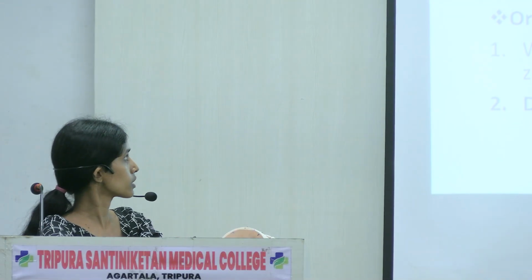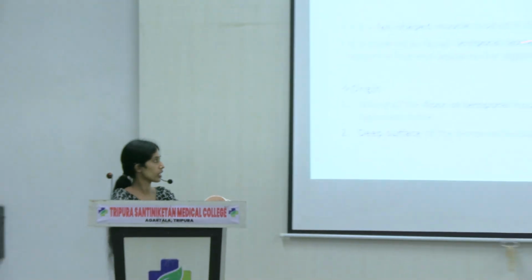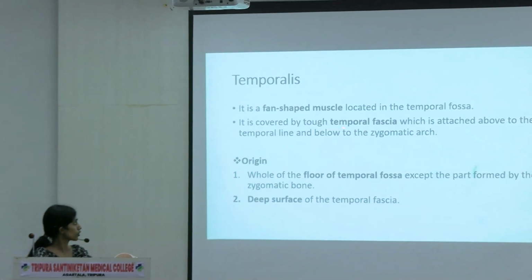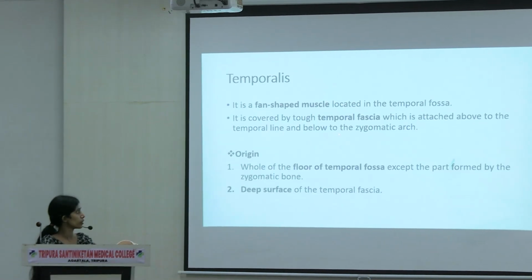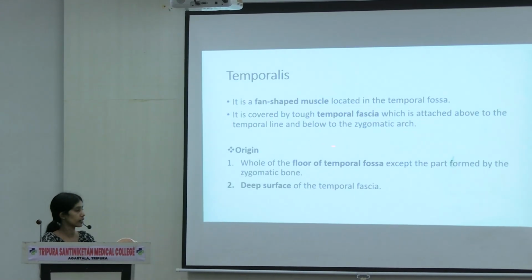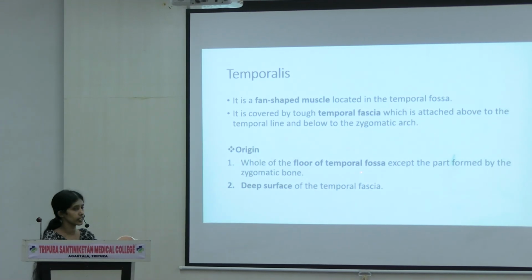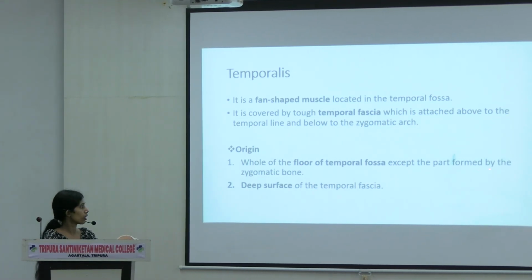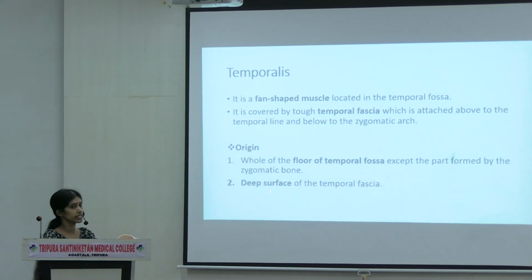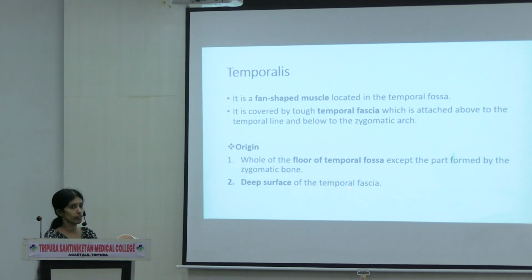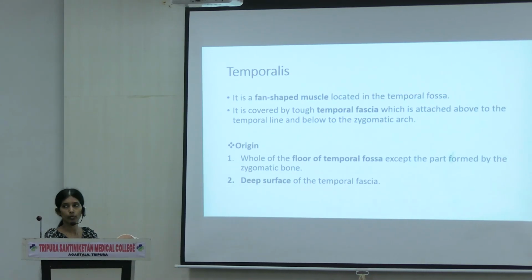You can see here, your temporalis muscle is a fan-shaped muscle located in the temporal fossa region. It is covered by tough temporal fascia which is attached above to the temporal line and below to the zygomatic arch. Origin: the whole of the muscle originates from the floor of the temporal fossa except the part formed by the zygomatic bone, and it also originates from the deep surface of the temporal fascia.